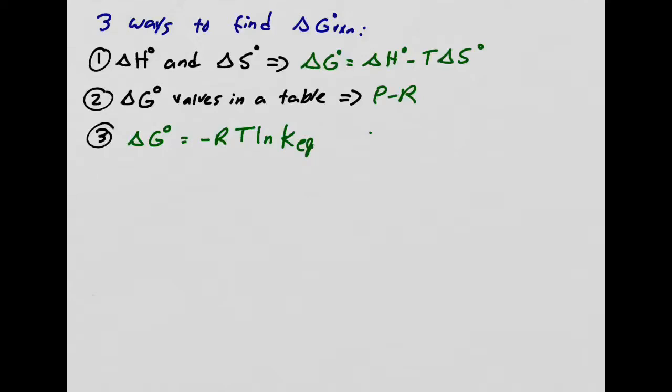Alright, now this is the one that we're going to talk about. Now, K equilibrium, that's the equilibrium constant. Now, let's talk about this a little bit. If you remember, when we have equilibrium, we have A going to B, okay? And equilibrium is always product minus reactant, okay?